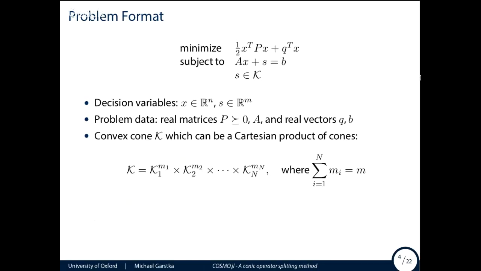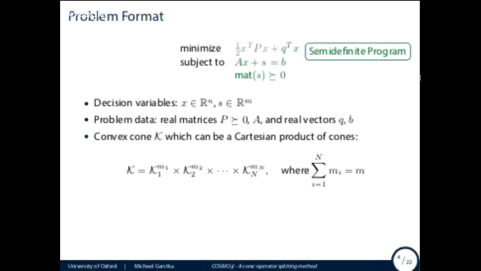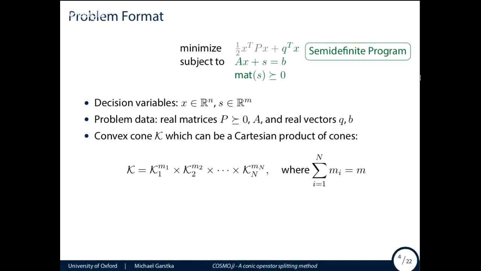So let's say you want to solve a linear program. You then just set P equal to 0 and say, okay, for all the equalities, s will be in the 0 cone, and for inequalities, s will be in the non-negative orthant. Similarly, if you want to solve a semidefinite program, you can just say, okay, I want my matrix variable s to be positive semidefinite, and then you get a semidefinite program.